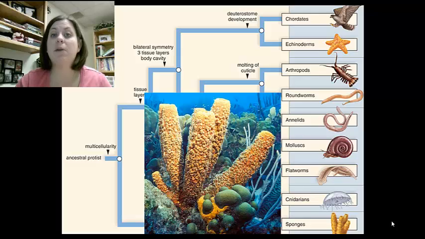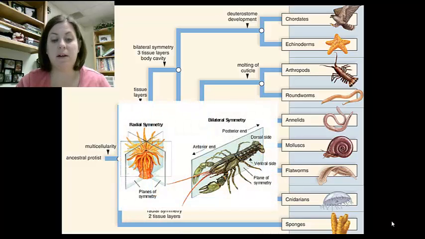Now, tissues, remember, are groups of cells that work together. Now, these create germ layers. We have an endoderm, which is the tissues on the inside. We have a mesoderm, which are tissues in the middle, and then the ectoderm, which are tissues on the outside. We also see a new characteristic called symmetry that comes into play here.